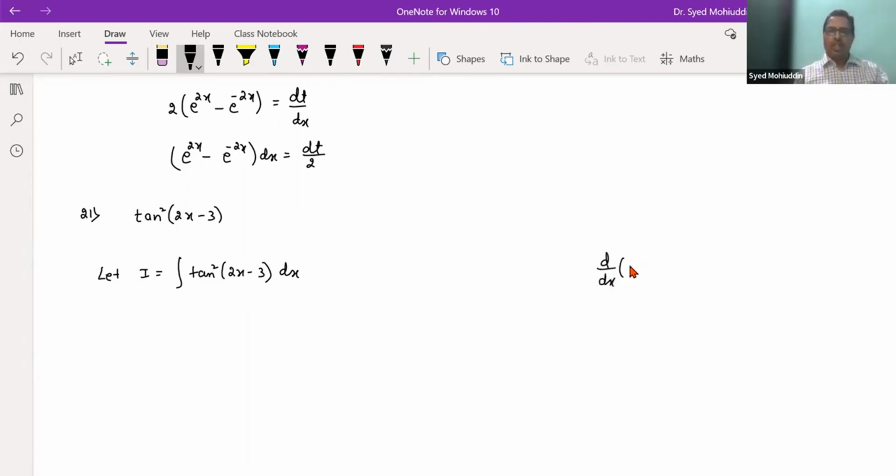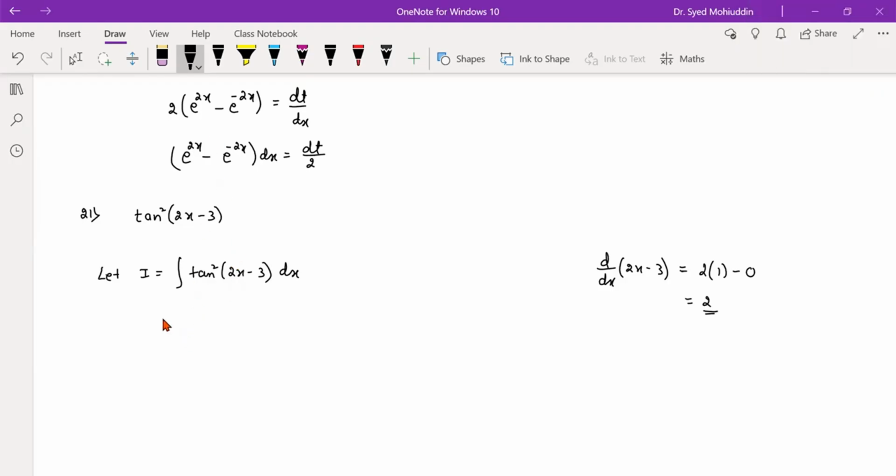Suppose we take 2x minus 3 to be equal to t, then its derivative should be present, no? The derivative of x is 1, and the derivative of the constant will be 0. Whenever you get a constant, you need not bother, right? You can take this value to be t. The constant, somehow you can adjust. So now put 2x minus 3 equal to t.